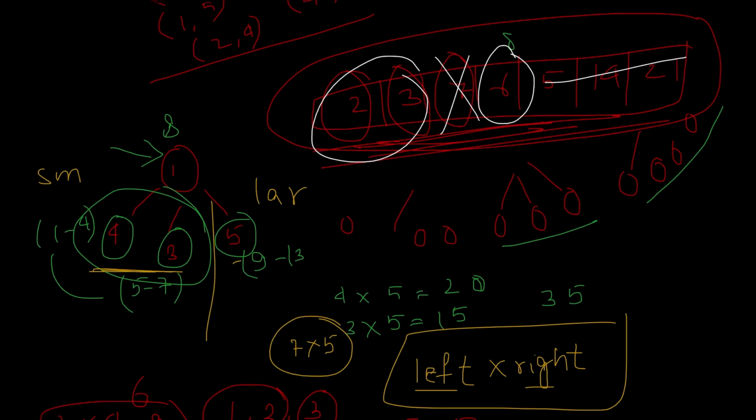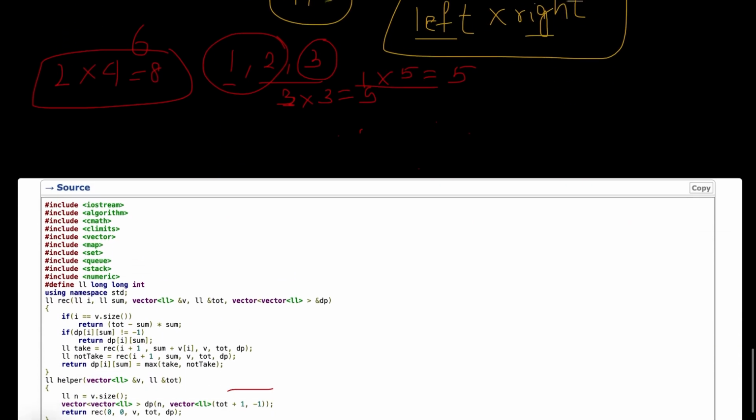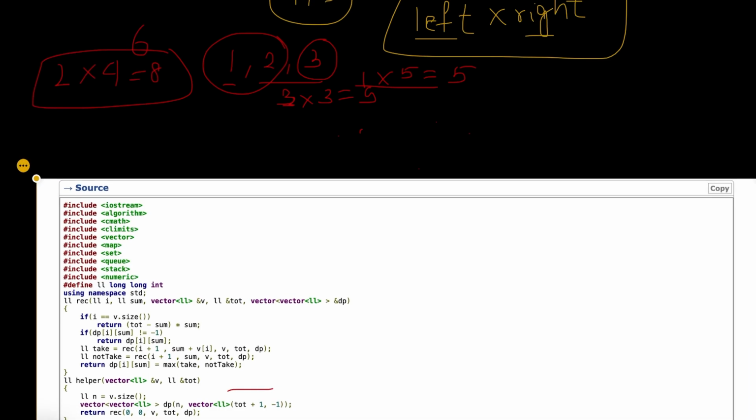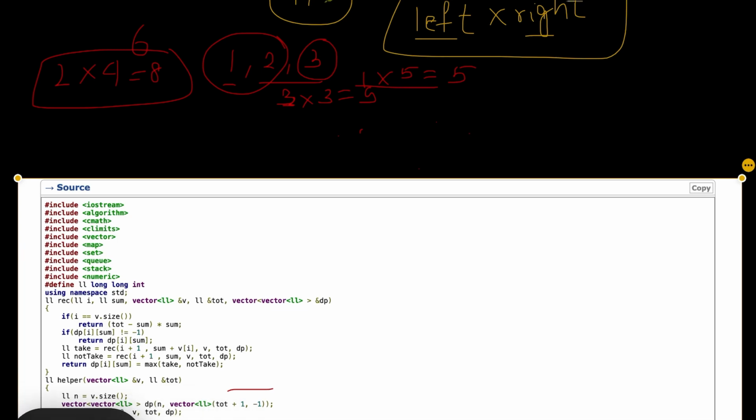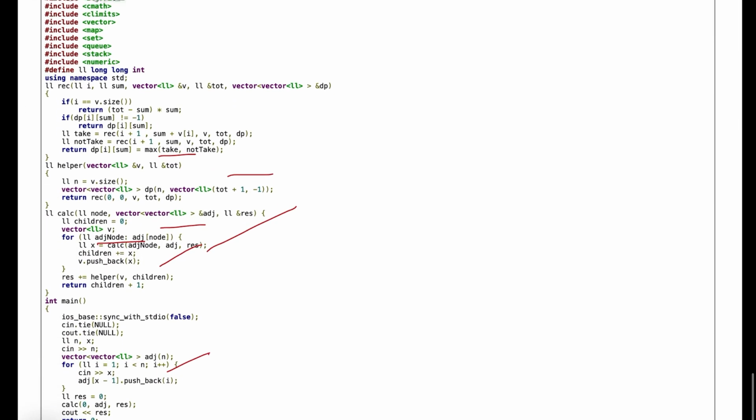So I'm getting all the various values for sum, and at last the two partitions are: on one side I'm getting the sum, and the other side is total minus sum. These are the two partitions, and I'm multiplying them and taking the maximum, whichever is maximum. And lastly, I'm returning that.